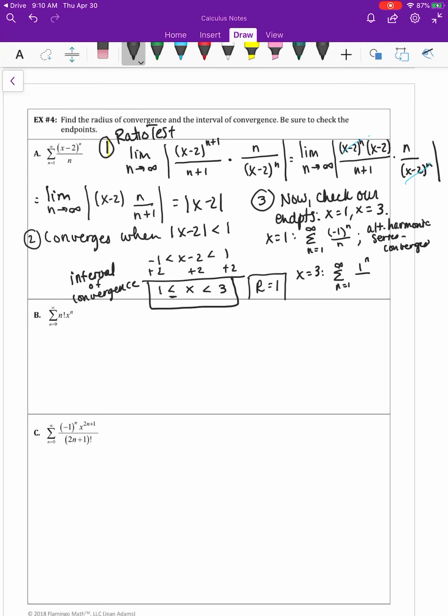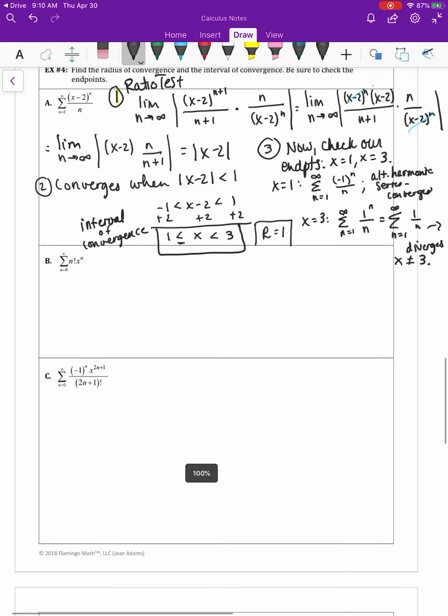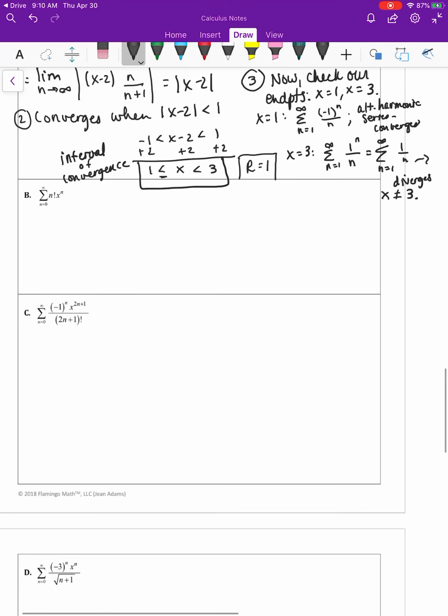If I put a 3 in, I get the summation from n equals 1 to infinity of 1 to the n over n. This is just 1 over n, because 1 to any power is 1. And we know this is the divergent harmonic series, so we know that x cannot be 3. So this is your interval of convergence and your radius of convergence. And that's how we do it. So now, part B.